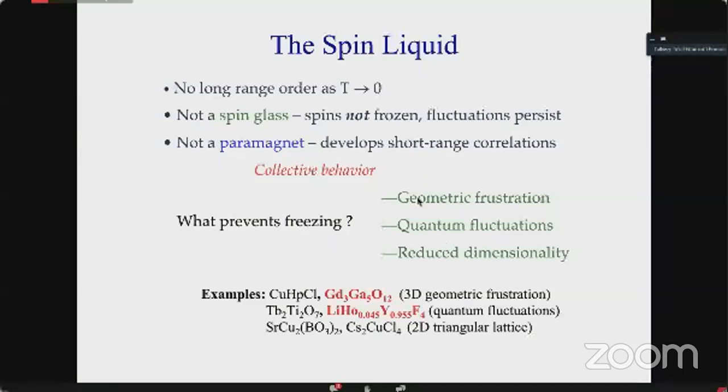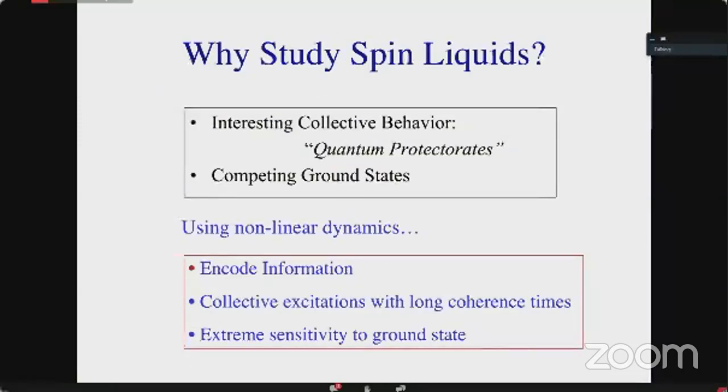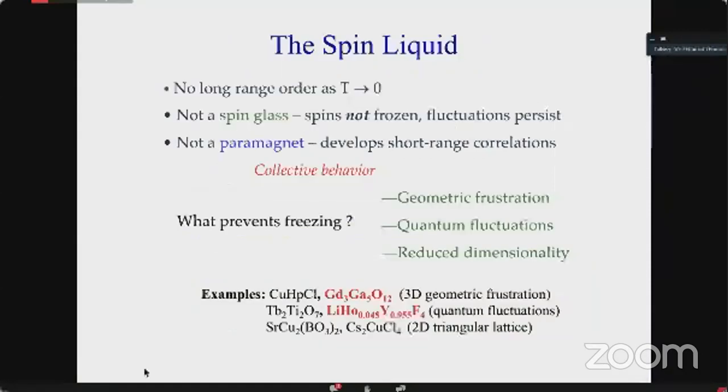So of course, the notion of spin liquids has been studied. There are many lower dimensional systems which show really profound effects. You can get the freezing prevented by the quantum fluctuations, which is what I'm going to talk about today in terms of lithium, holmium, yttrium tetrafluoride with 4% of the sites occupied. But you also have geometric frustration and, of course, amplification of fluctuations with reduced dimensionality. We've done some work on the gadolinium gallium garnet, which shows similar effects, but I won't show them here today.